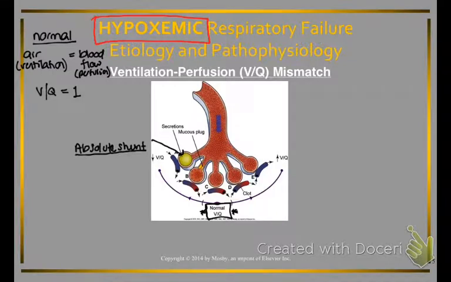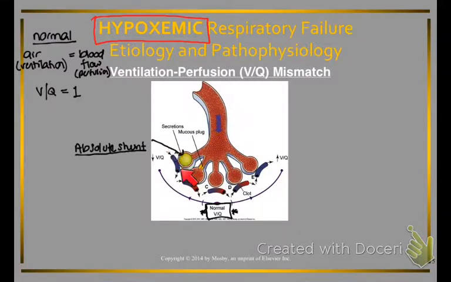We can have either a ventilation problem or a perfusion problem, right? Because we're exchanging oxygen. So over here, you see that we have a ventilation problem. This is an absolute shunt. There is a big old mucus plug. So blood is working fine.